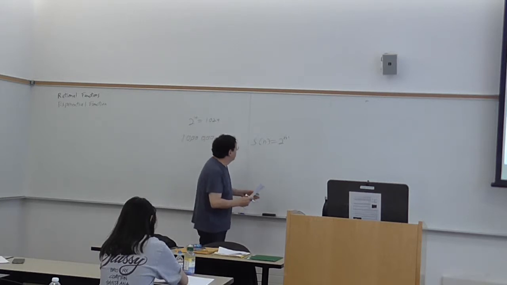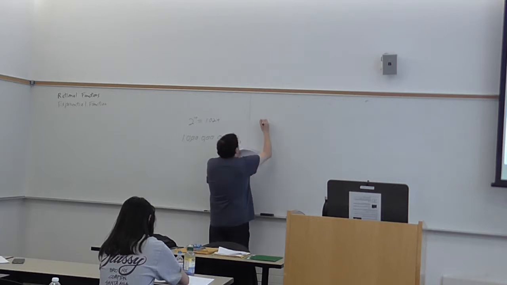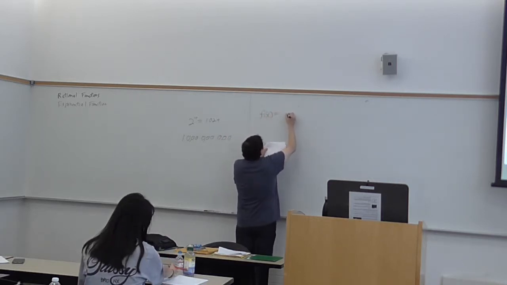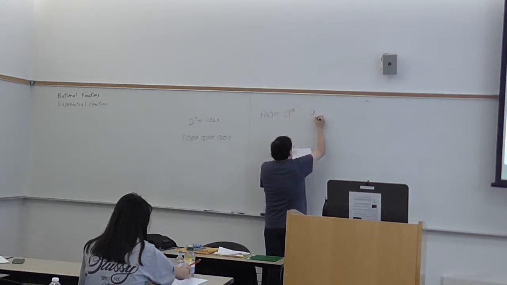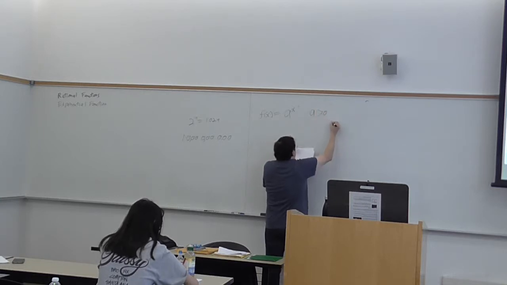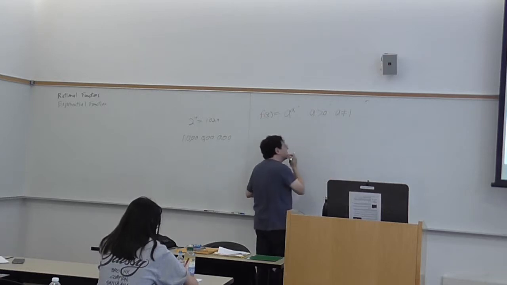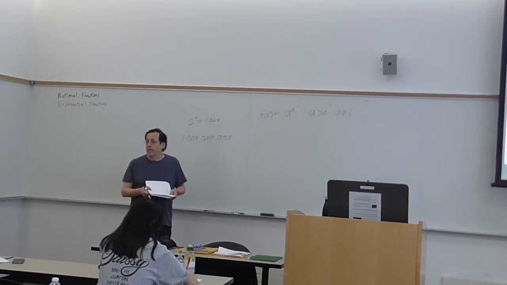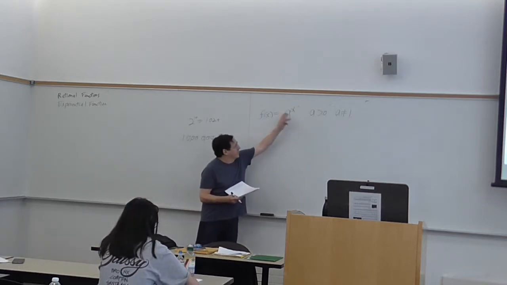Okay, so what's the definition of an exponential function? It's a function f of x equals a to the x, where a is greater than 0, and a is not equal to 1. If a is 1, it's kind of a boring function, right? It's just 1 all the time. 1 to anything is 1.